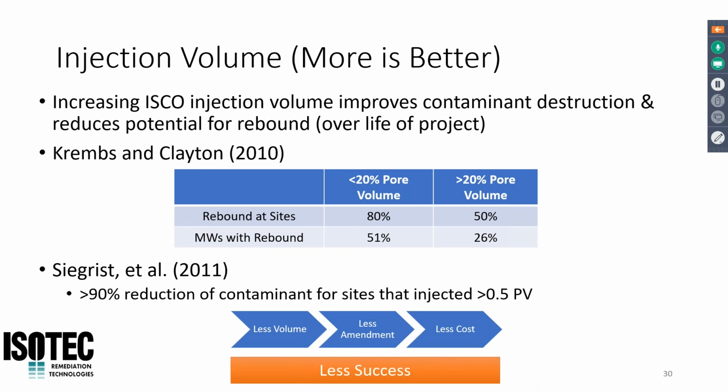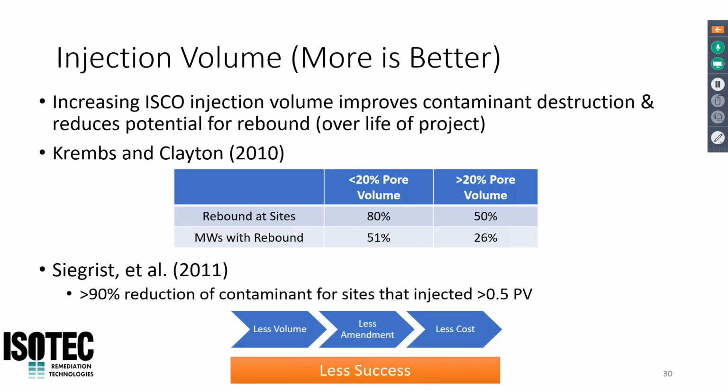It's just showing what we're doing as an industry. But they found with 20% as their threshold, they had less rebound and fewer wells with rebound. So if you can significantly reduce the rebound, it's likely that you're actually achieving more effective contaminant reduction. I often recommend more than 20% pore volume each event. So if this is what was happening over the life of the project, I'd like to see 20% injection of the pore volume each event.